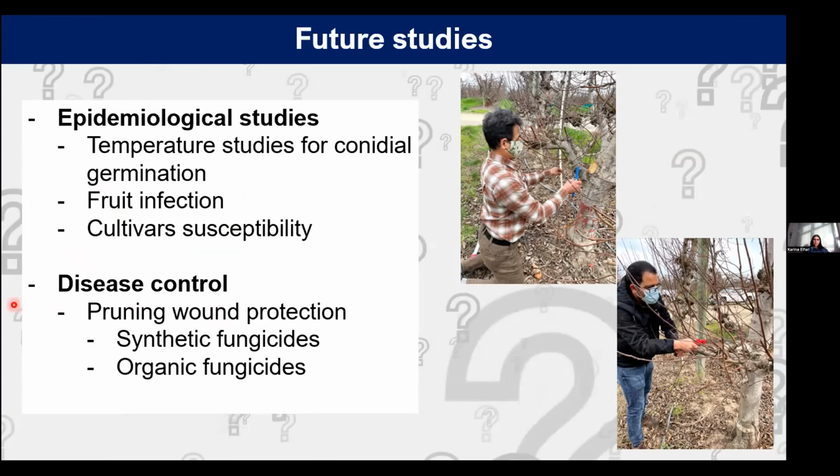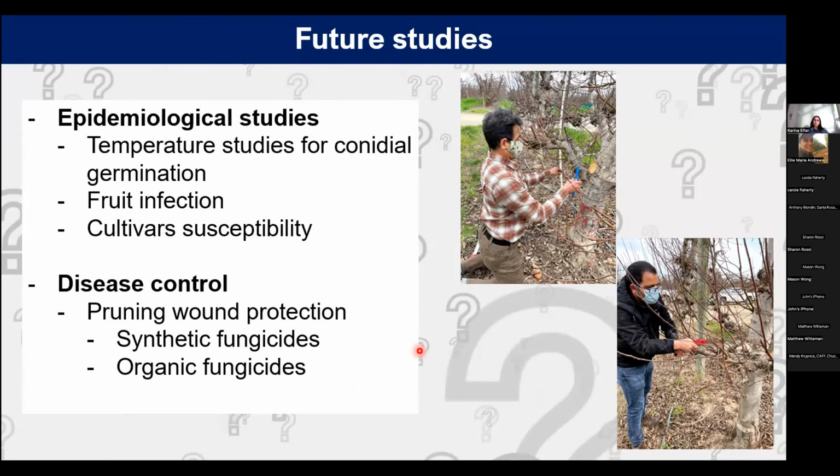We also have another future study that is about disease control. That is something that we want to do this winter during the pruning season. We want to try different pruning protectants, like synthetic fungicides and also some organic fungicides. And now we're looking for funding for this research, and also finding some locations to do all these studies.